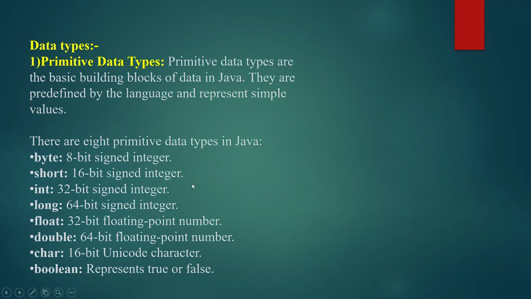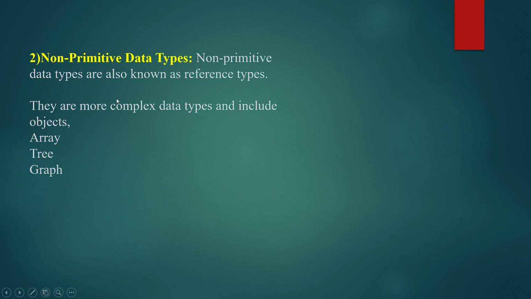Okay, let's discuss the next topic. Non-primitive data types are also known as reference types. They are more complex data types and include objects, arrays, trees, graphs, etc.